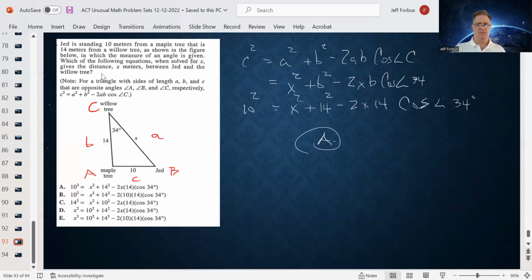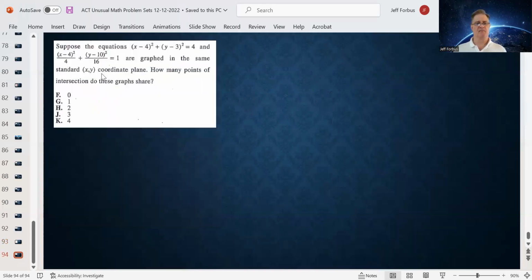All right. Last question. So suppose the equations x minus 4 squared plus y minus 3 squared is equal to 4. Okay, that's the standard form of equation of the circle. I want you to make sure you notice that. And x minus 4 squared divided by 4 plus y minus 10 squared over 16 is equal to 1. So that is an ellipse equation. So we have two equations. We have the standard form of the circle, and we have an ellipse equation in the same question.